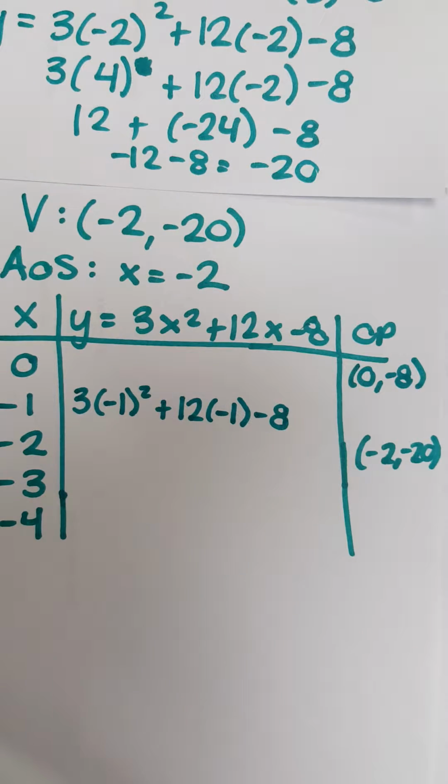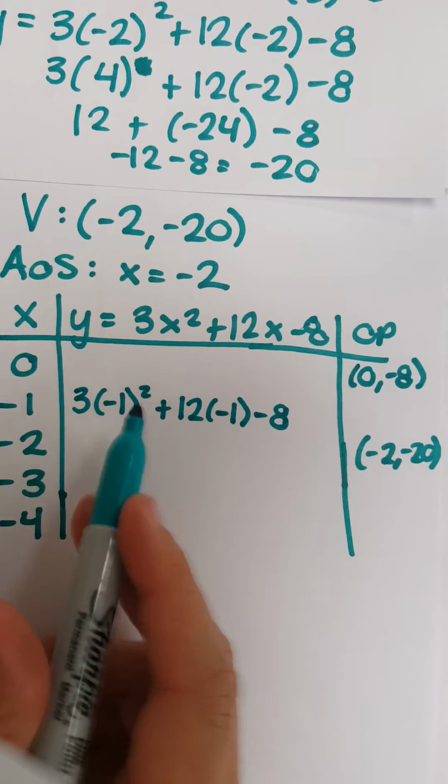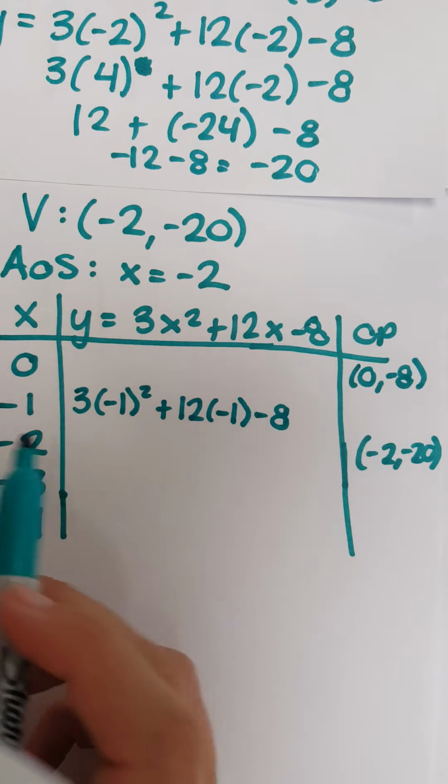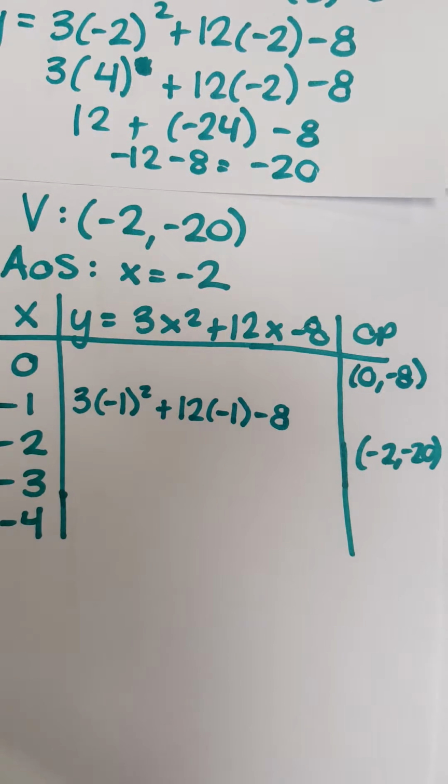I want each of you in your notes right now to solve this out. What is the ordered pair? Write the ordered pair when x is -1. Go. And if you finish that, then move on to the next ones.